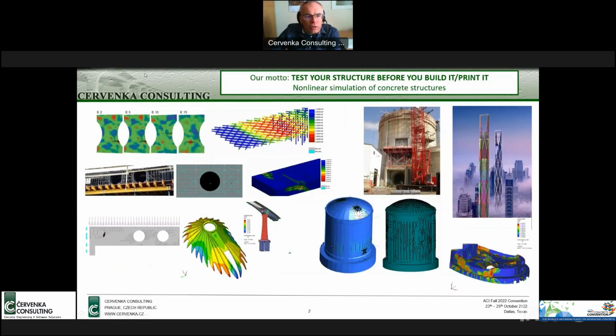We develop technology and software for nonlinear simulation or advanced modeling and simulation of concrete and reinforced concrete structures, as it is summarized by the example applications on this slide. And on top, you can see our motto, which is test your structure before you build it. Nowadays, we also have the expanding 3D printing industry, also for concrete. So we are expanding this motto to test your structure before you print it. And I will come to that later on in my presentation, where I will show some advances in our technology for the application of 3D printing of concrete.